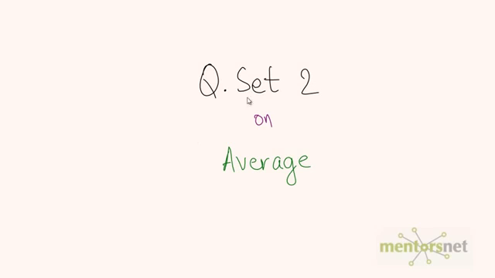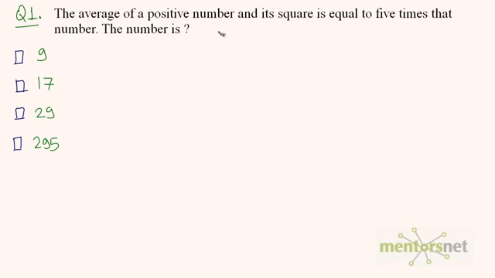Let us do another question set on average. The average of a positive number and its square is equal to 5 times that number. What is that number? So the average of a positive number and its square is equal to 5 times that number. So if the number is x, its average is 5x.